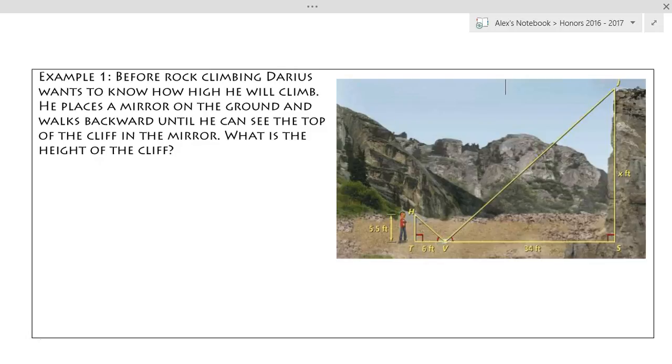Example 1 says, before rock climbing, Darius wants to know how high he will climb. He places a mirror on the ground and walks backward until he can see the top of the cliff in the mirror. What is the height of the cliff? Right? So this problem is assuming these two triangles are similar. But let's see if we can prove that for sure.